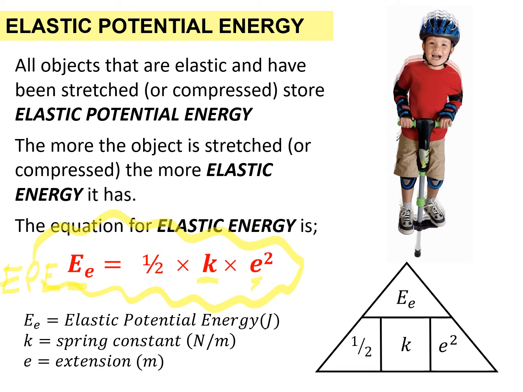Now this equation looks very much like the equation for kinetic energy, and it's quite easy to get them mixed up unless you learn your equations. Otherwise you're going to get this easily confused with E subscript k equals 1/2 m v squared. So please don't make that mistake.